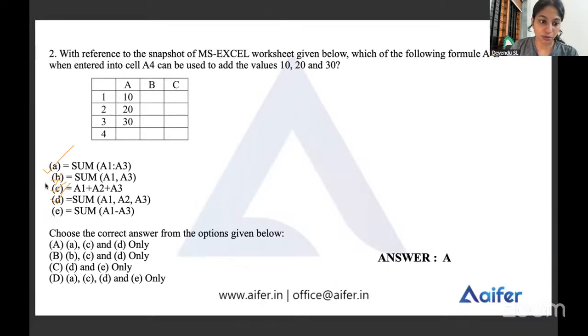We cannot consider option E. So here we have options A, C and D. Option A, C, D, A. And so here the answer will be, answer will be what? Answer A.